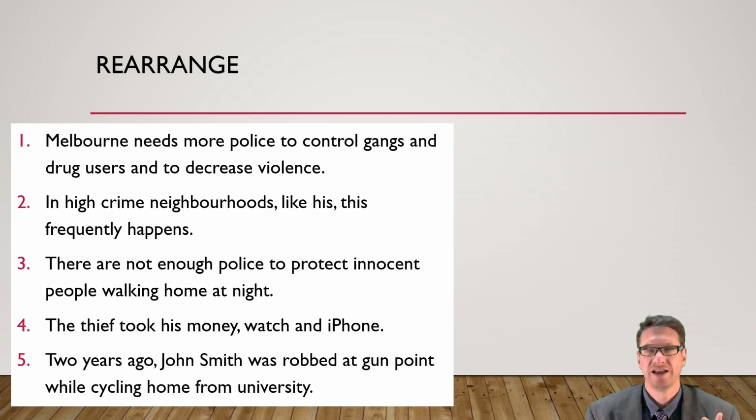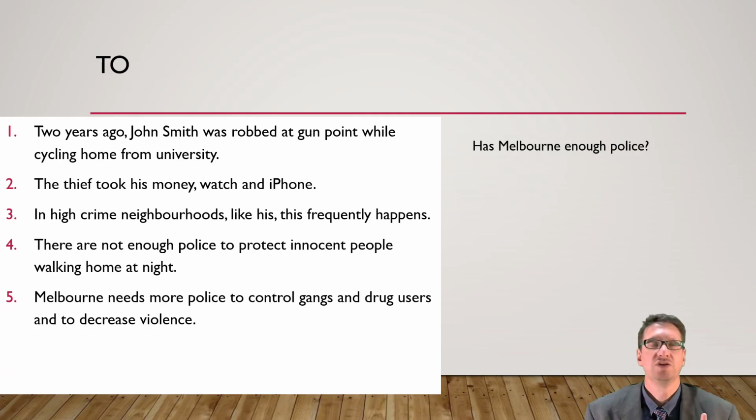Let's flip all this around and see what sense this makes. Two years ago, John Smith was robbed at gunpoint. The thief took his money, watch and phone. In high-crime neighbourhoods like his, there are not enough police to protect innocent people. Melbourne needs more police. You can look at that last sentence. It's contestable. It's debatable. Has Melbourne enough police? You've provided a bit of historical evidence. You've got some data. You've drawn some conclusions. You'd argue the point. Let's do another rearrangement.